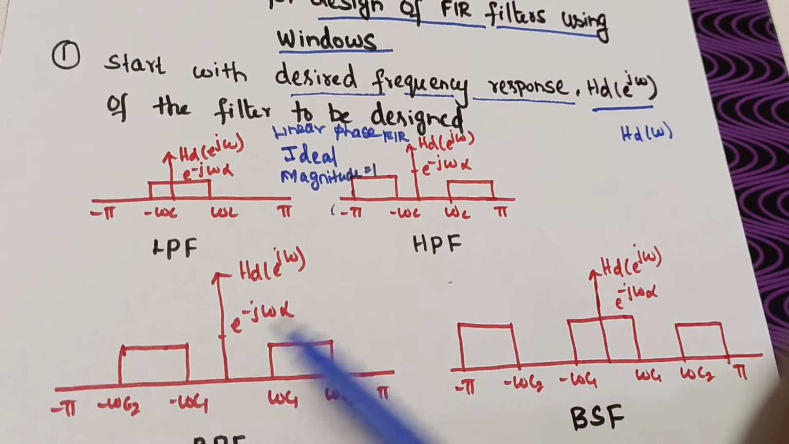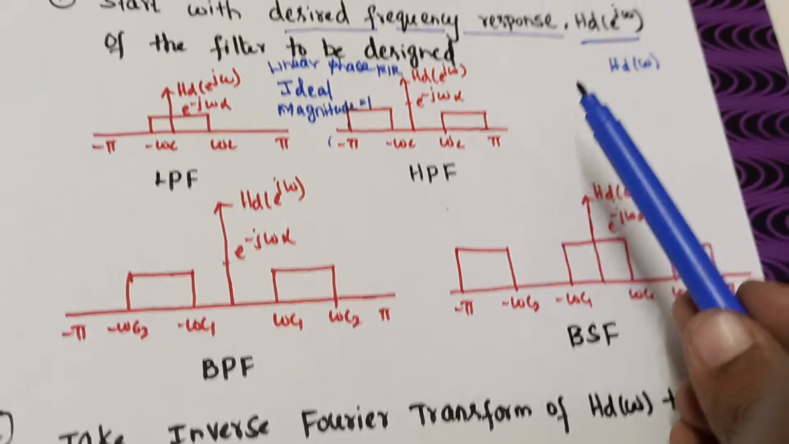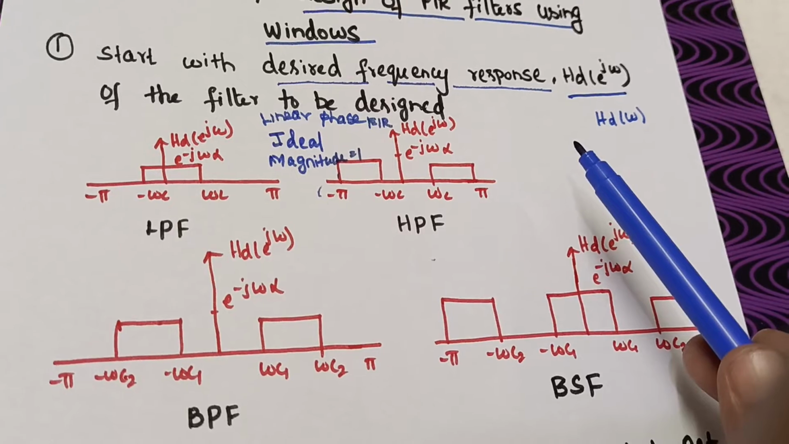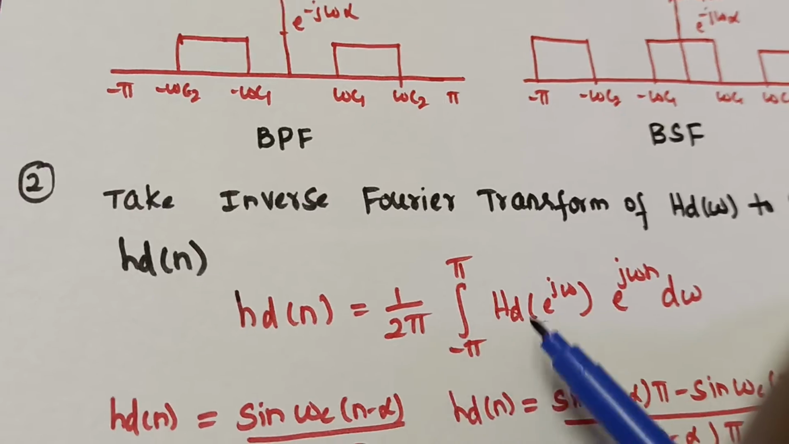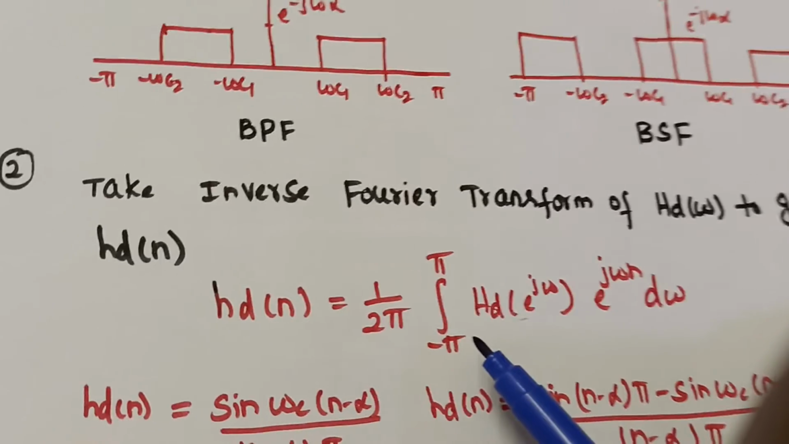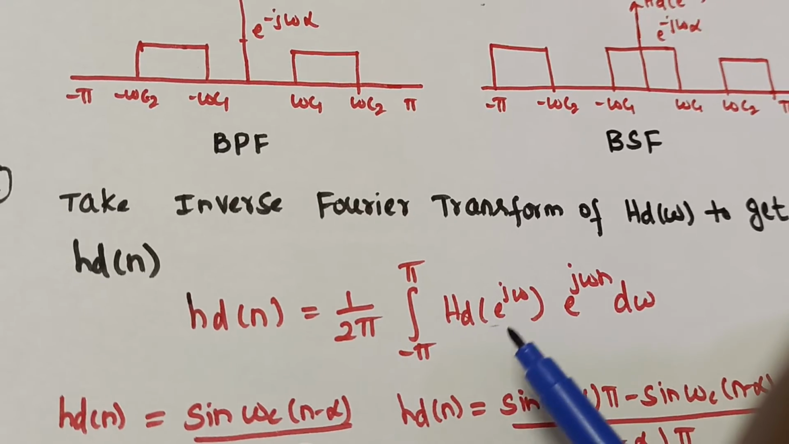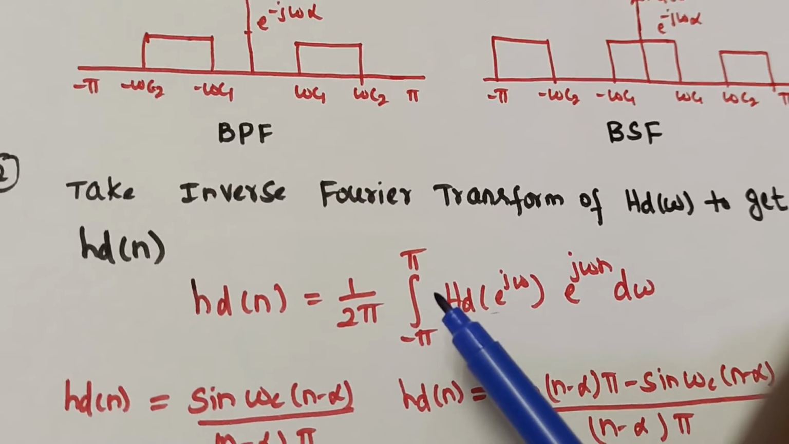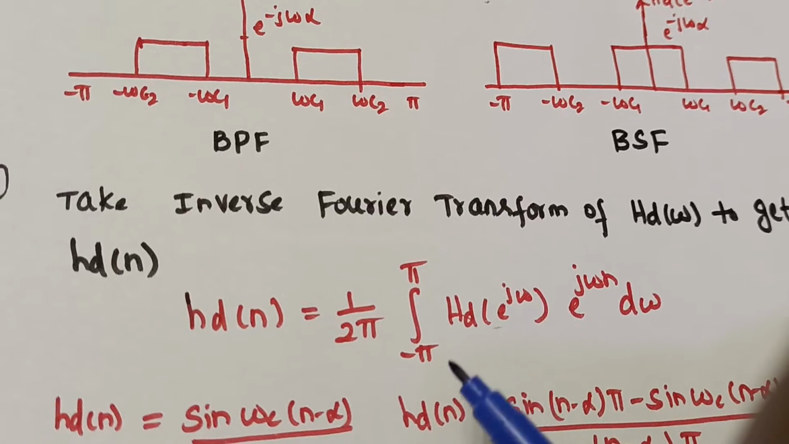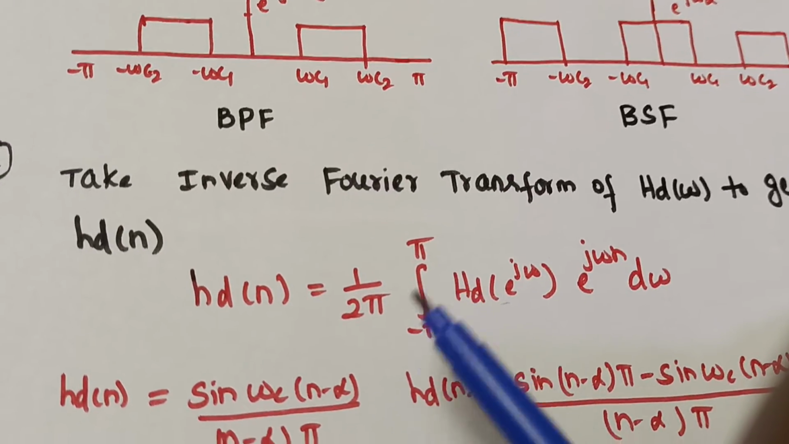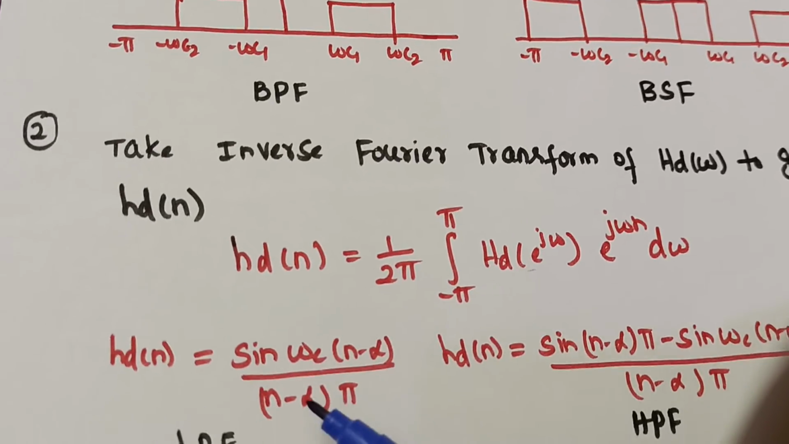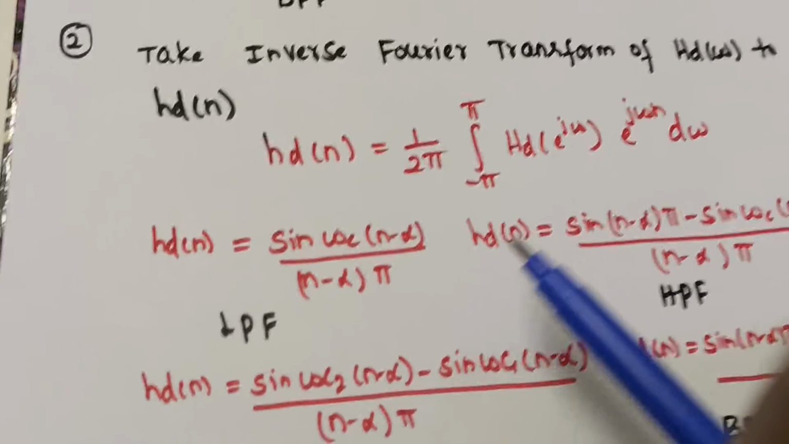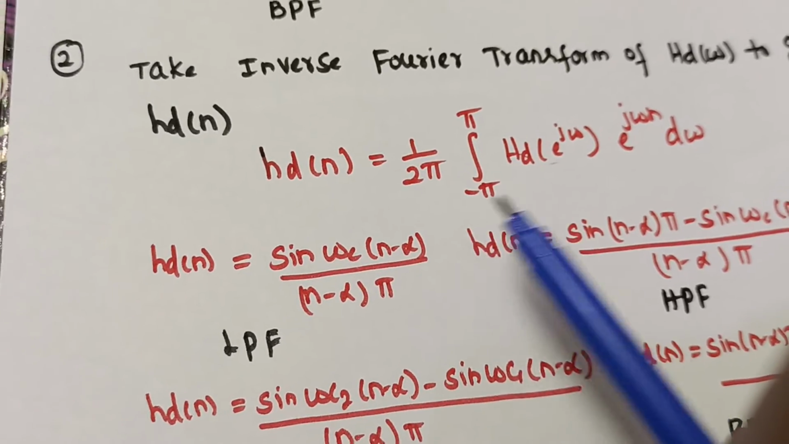Okay. So after starting with the desired frequency response for the filter to be designed, you have to substitute the value of hd of omega, whatever we have chosen in the first step, in this place, and compute the inverse Fourier transform by solving this integral. Solving it requires a sequence of steps. Instead, you can easily remember the value of hd of n for all four types of filters. If you remember this, there is no need to solve this integration.